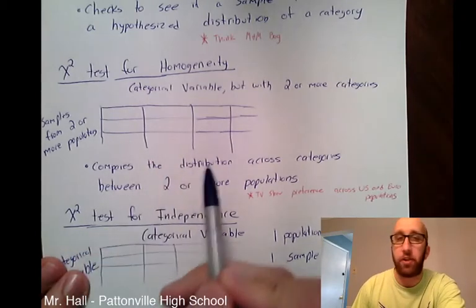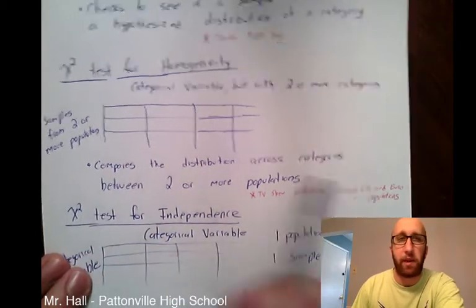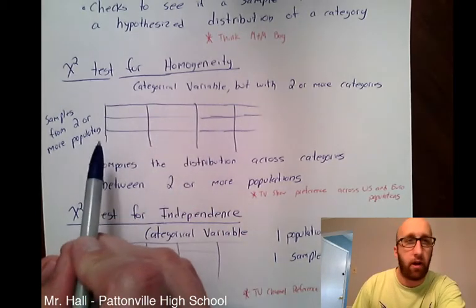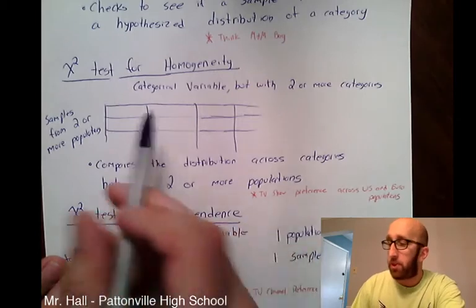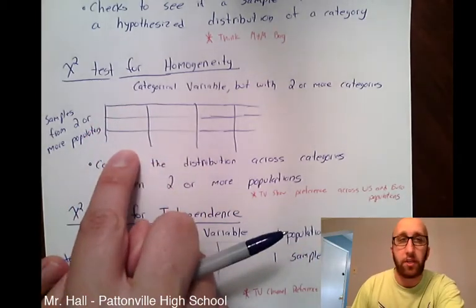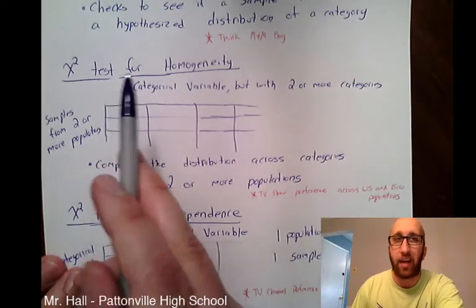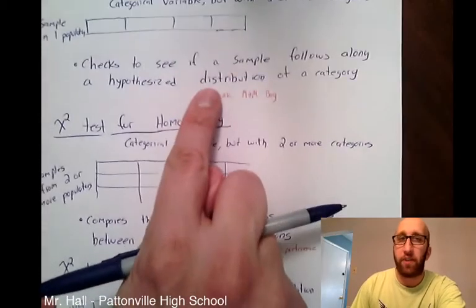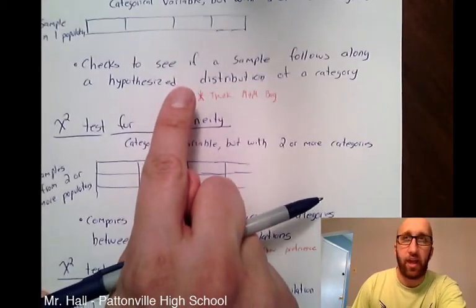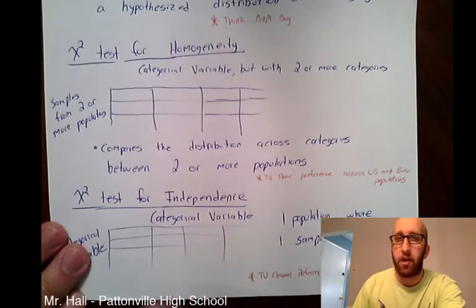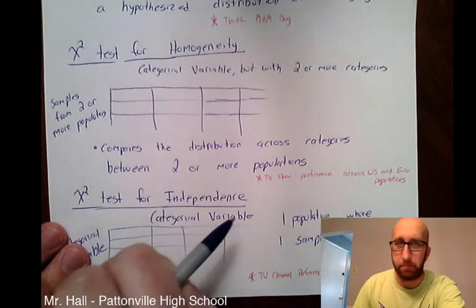Do their TV show preferences match up? And you can even expand it. So I could have one row as Europe, one row as the United States. I could check Japan, whoever, and we're just seeing, when you change the population, does the distribution of the categorical variable stay the same? So that's a chi-square test for homogeneity. Goodness of fit is a sample versus a hypothesized distribution. Chi-square test for homogeneity has no hypothesized distribution. You're just seeing, does your distribution match up from population to population to population?